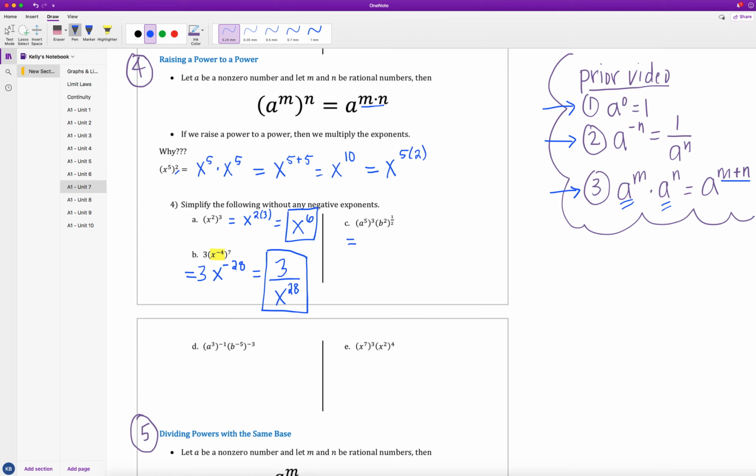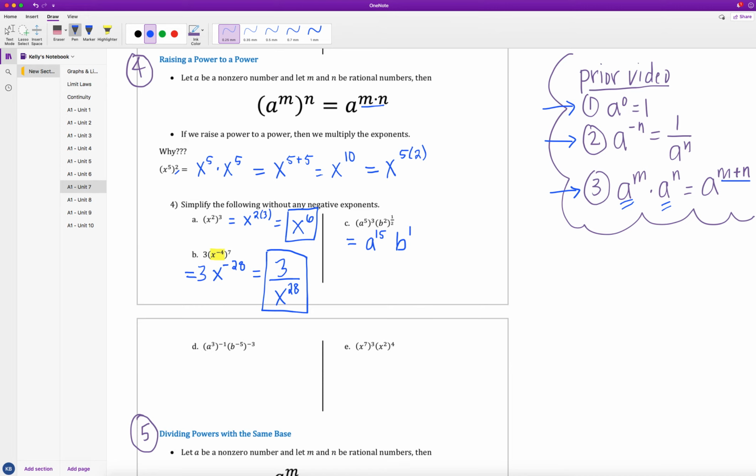So the first thing I want to do is simplify all these parentheses that we have going on. So a to the 5th to the 3rd would be the same thing as multiplying those exponents since it's power to power. 5 times 3 would give me a 15. And I can do the same thing on the b squared to the 1/2. 2 times 1/2 would give me 1.